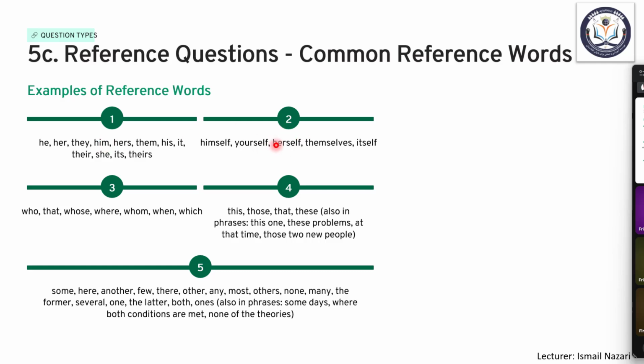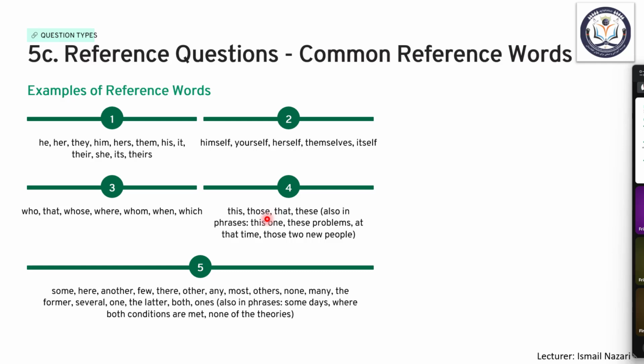Here, for example, reflexive pronouns: himself, yourself, herself, themselves, itself. These are given to us, and we need to find who they refer to. Okay, or if it is an object, what they refer to. We have to find that reference. Or they could be the WH words or the relative pronouns: who, that, whose, where, whom, when, which, and so on. Or they can be demonstratives.